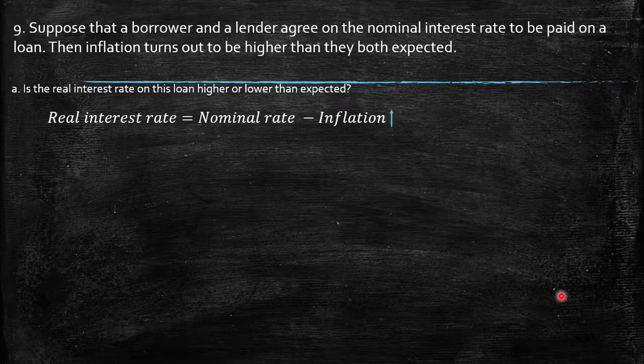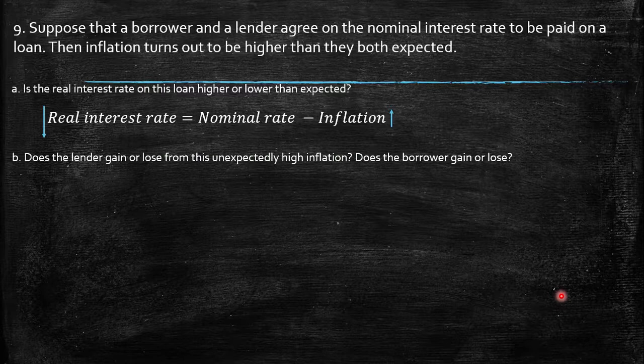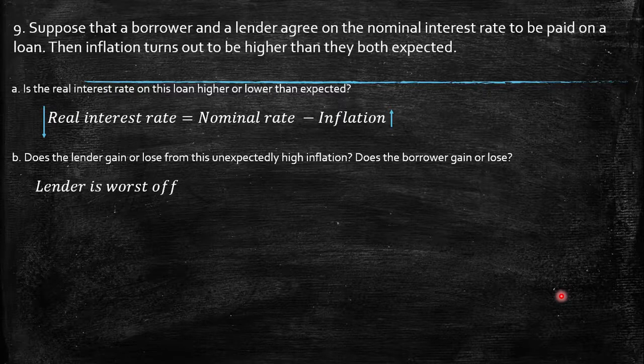So then, in this case, the inflation was higher than expected. So naturally, keeping the nominal rate constant, we are facing a lower real interest rate, even negative if inflation is higher than the nominal rate. Does the lender gain or lose from this unexpectedly high inflation? Does the borrower gain or lose? So then, the lender is worse off and the borrower is better off.